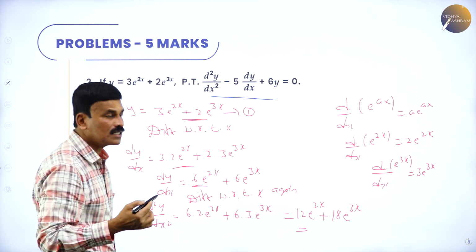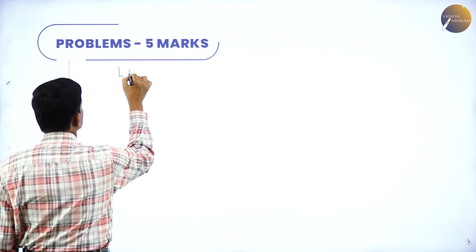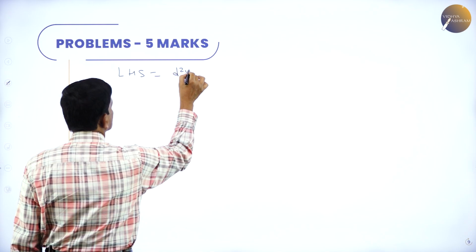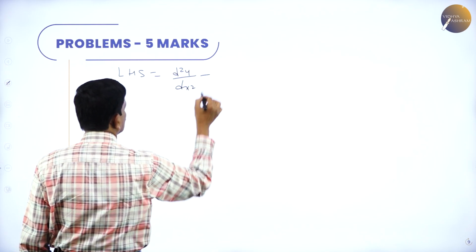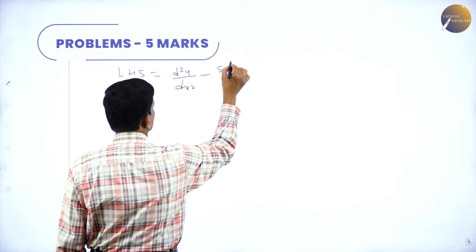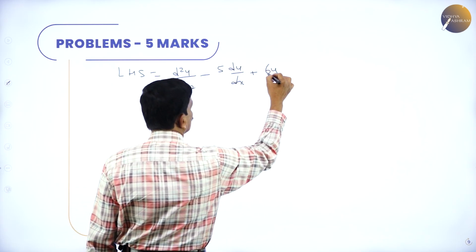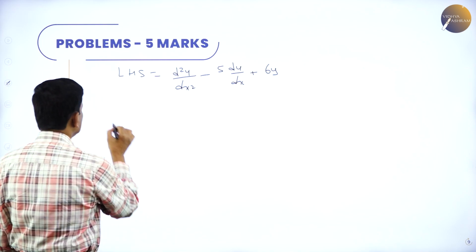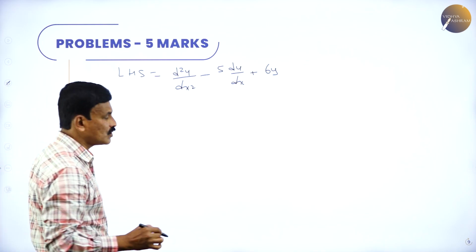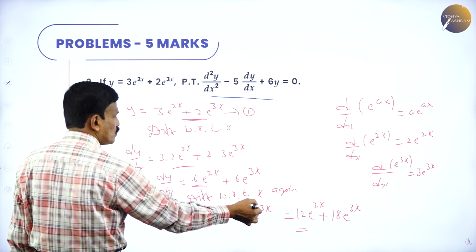Now let us write the LHS. LHS: d square y by dx square minus 5 dy by dx plus 6y. What is to prove? This is equal to 0. Now substitute the value of d square y by dx square. What is d square y by dx square?